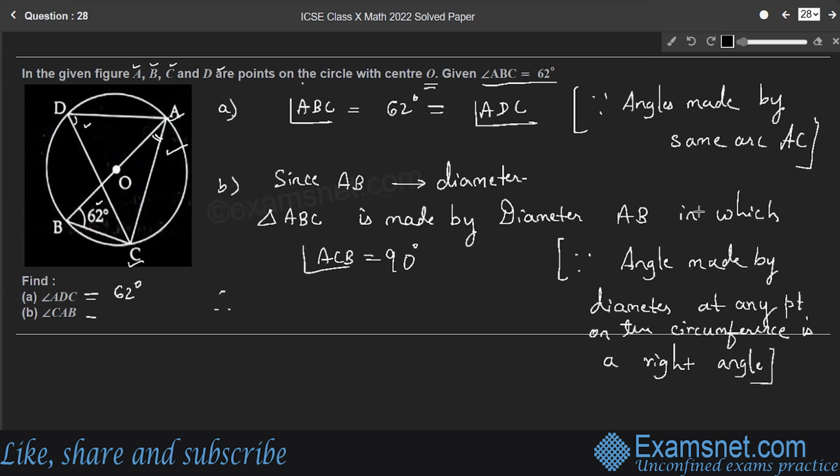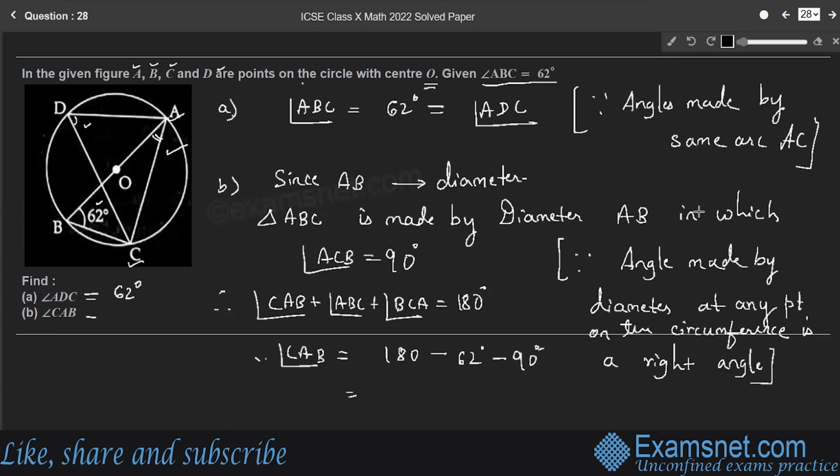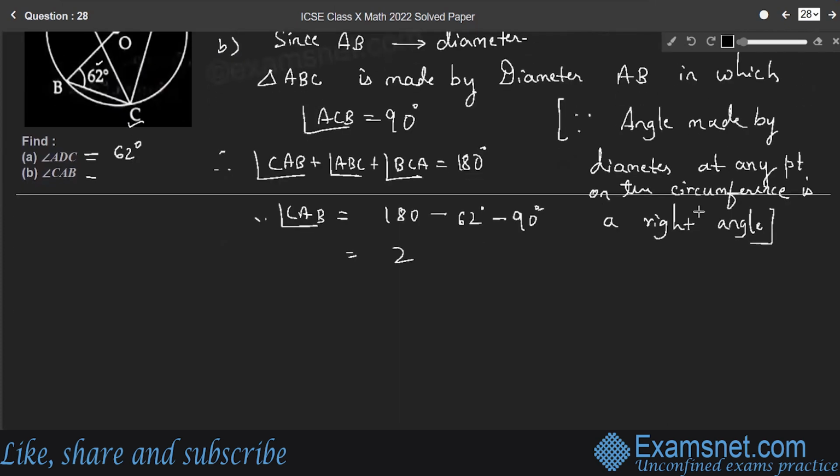Therefore, angle CAB plus angle ABC plus angle BCA, or ACB, both are the same, is equal to 180 degrees. So we need angle CAB. Therefore, angle CAB is equal to 180 degrees minus ABC, which is given as 62 degrees, minus BCA, which is 90 degrees. So 90 minus 62 is 28 degrees. Therefore, CAB is equal to 28 degrees.